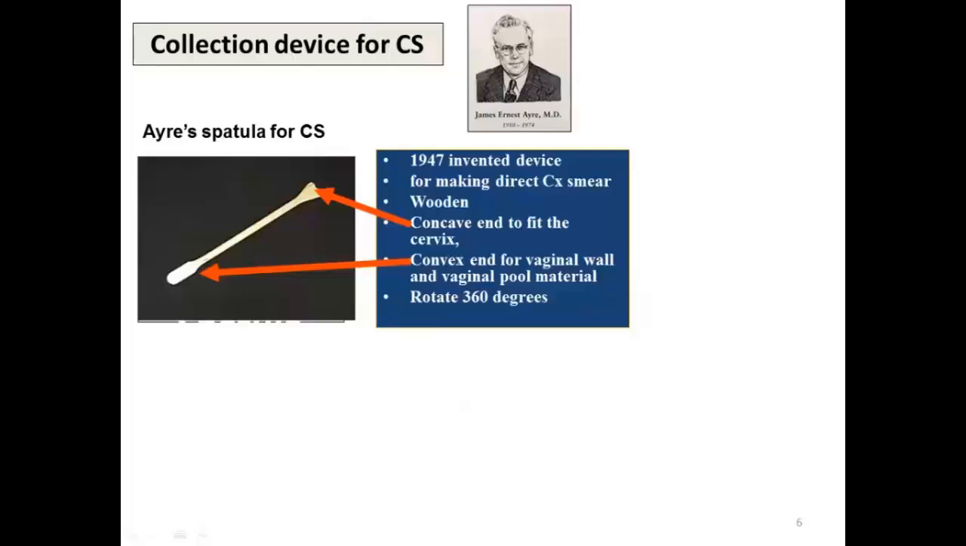But George Papanicolaou's tool of vaginal smear was not sufficient to collect the cells from the cervix. So it was Dr. James Ayre who invented this Ayre spatula. It was made of wood and it had one concave end which was meant to collect the cervical cells, and the convex end which was meant to collect the cells from the vaginal wall and the pool.